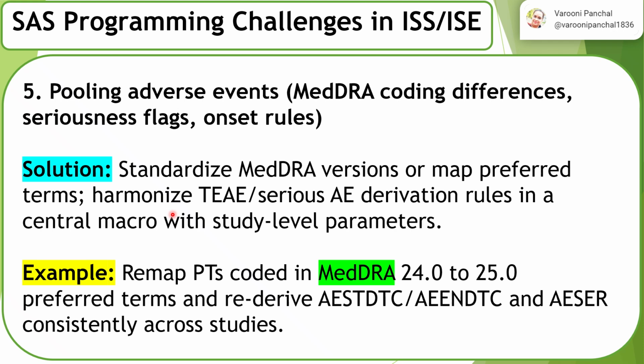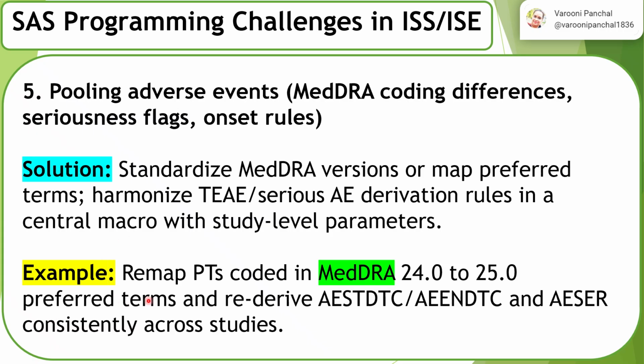Okay, write it down on a piece of paper. Try to make an Excel sheet and see what the different definitions are. Then you can come up with a common harmonized rule, and you can convert it into a central macro with study level parameters. So say for example if it is study A and it has this definition, then you assign that particular record as a treatment emergent AE in the ISS and ISE study database, right? Such rules and macros will help you a lot when you are making your own rules while playing with SAS programming.